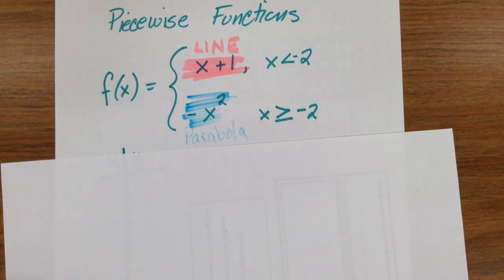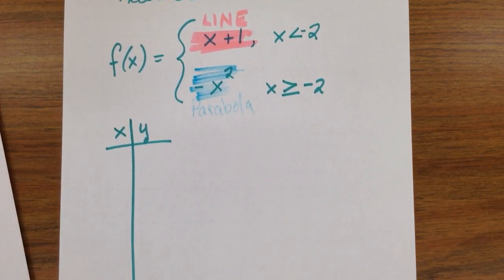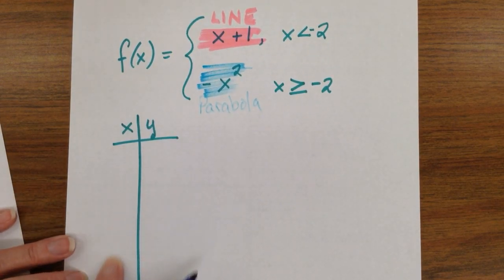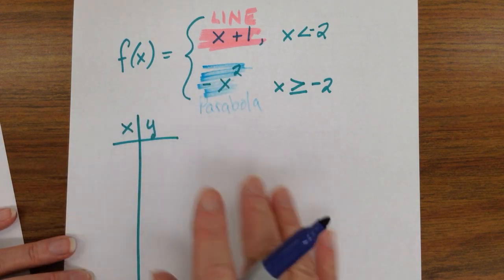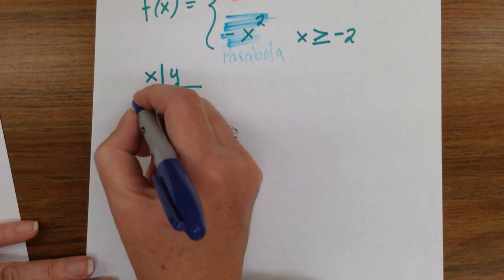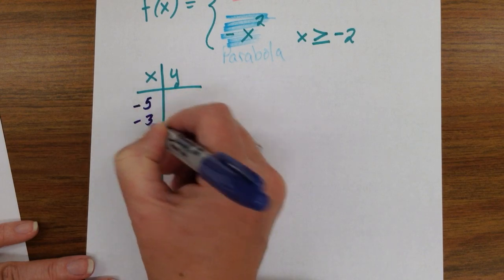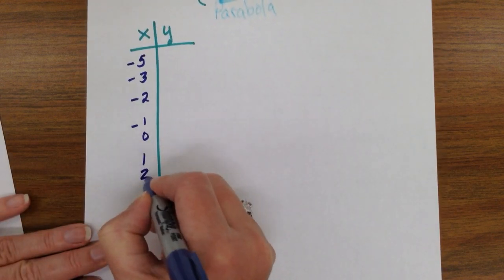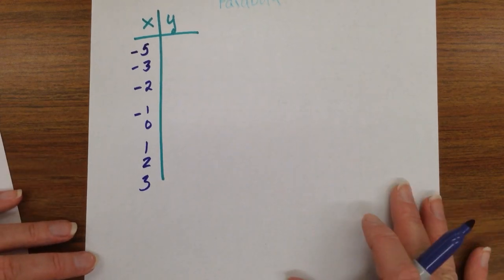So if we needed to graph this, one way that we could graph this is by using an XY chart. You know how XY charts go. We put X's down, we take those X's, we fill them in, and we get the Y coordinates. So let's say I wanted to put in things like -5, -3, -2, -1, 0, 1, 2, 3. That's kind of a lot of points, and I'm not actually going to do all of them.